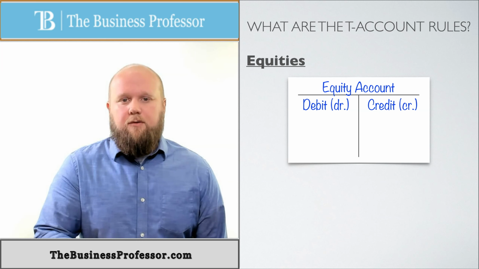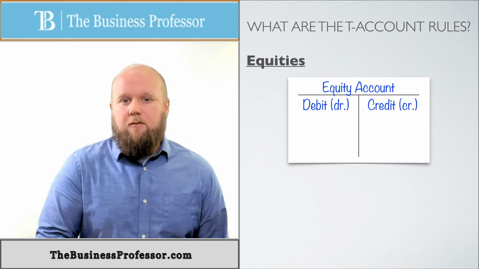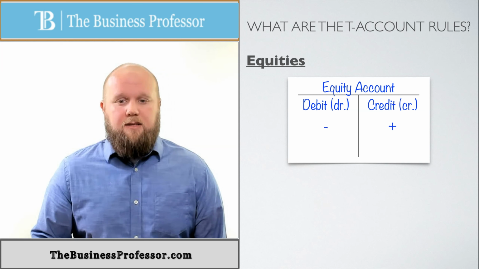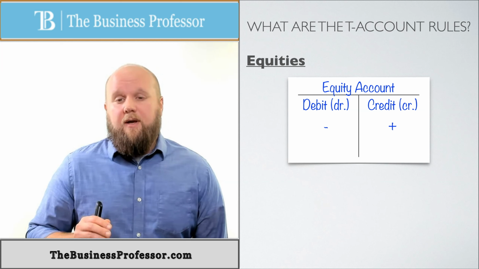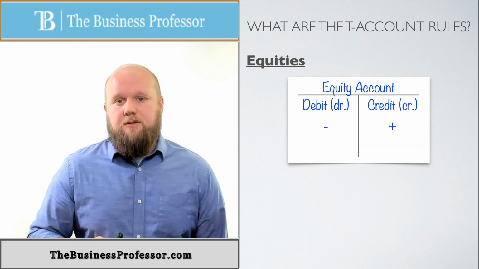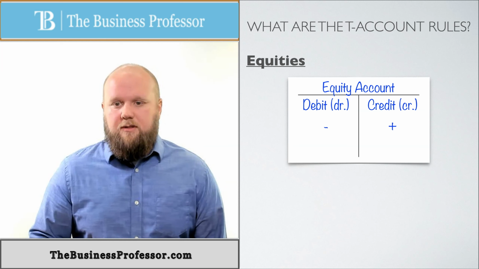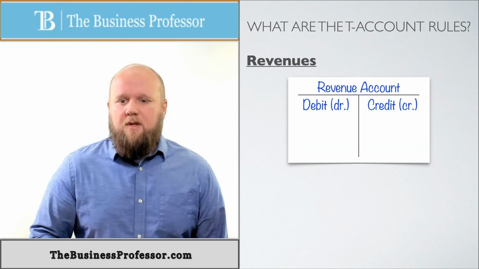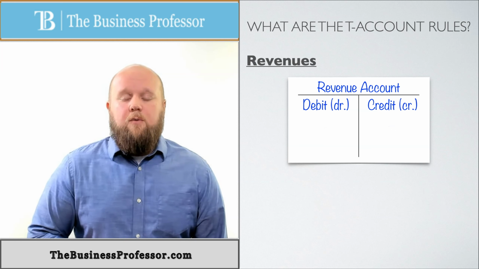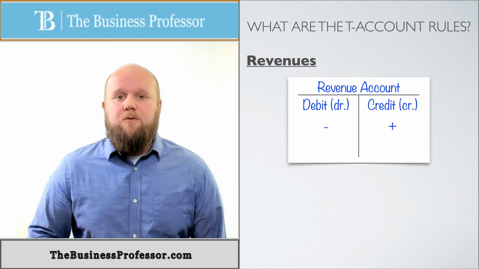Now let's look at equity. Equity again, debit's left, credit's right. This is going to fall in line with liabilities. This is going to be minus plus. Minus is a debit, credit is a plus. Now we can also break equity down into three pieces. We should know these because they're three things that affect retained earnings. We have revenue. Again, debit left, credit right. Revenue is going to be minus plus as well.